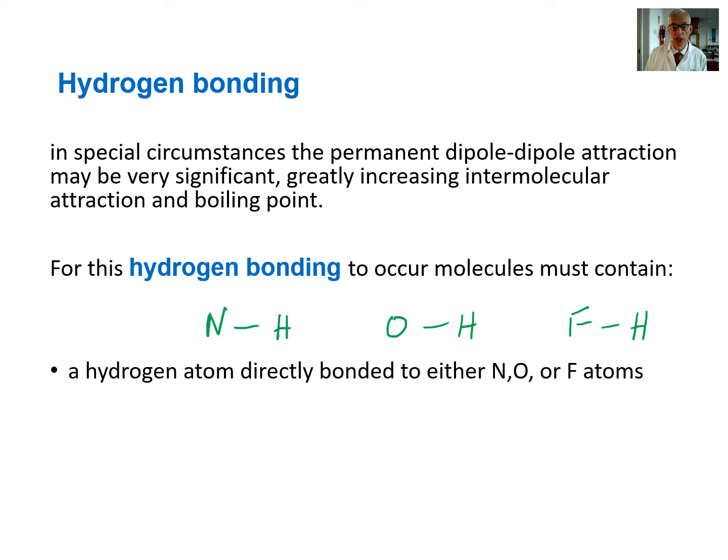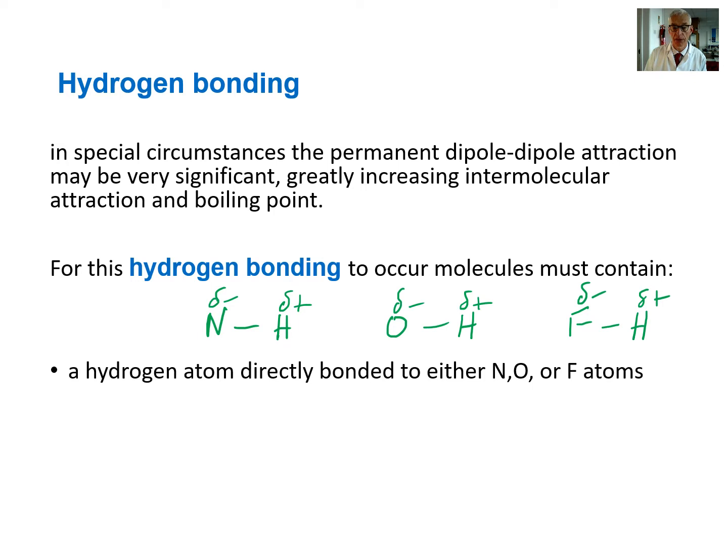Now, of course, nitrogen, oxygen, and fluorine are the three most electronegative elements in the periodic table, and therefore that electronegativity results in a polarization of the bond with hydrogen, and we have hydrogen being highly polarized. So hydrogen is delta plus, but significantly delta plus.